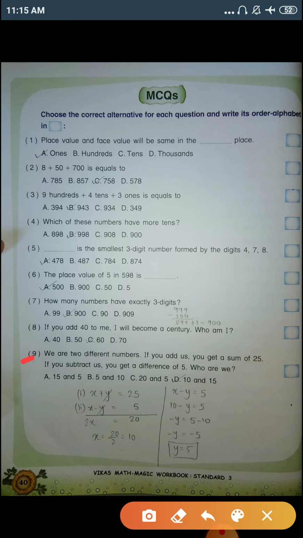Now question number 9. We are two different numbers. If you add us, you get a sum of 25. What do you mean by sum? Sum means addition in mathematical terms. If you subtract us, you get a difference of 5. Who are we? So for finding out the numbers, we need to solve this question.